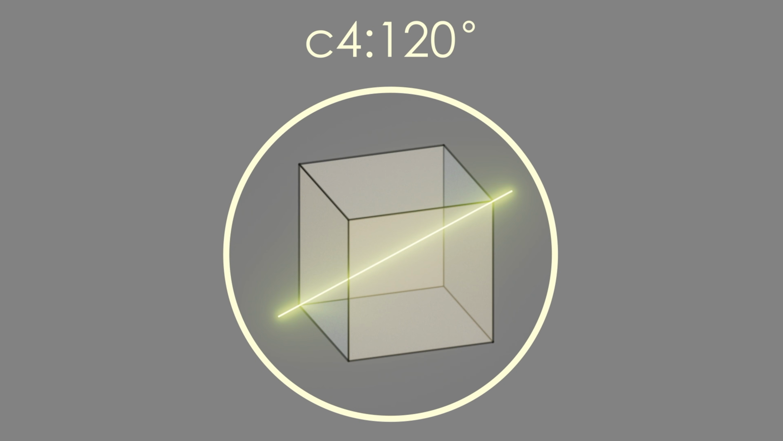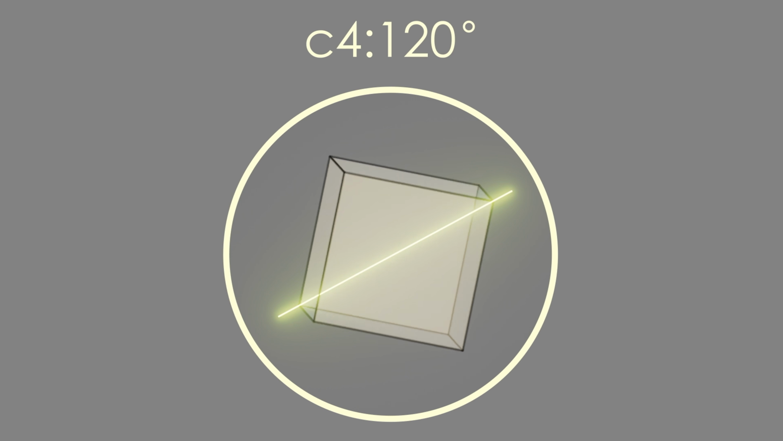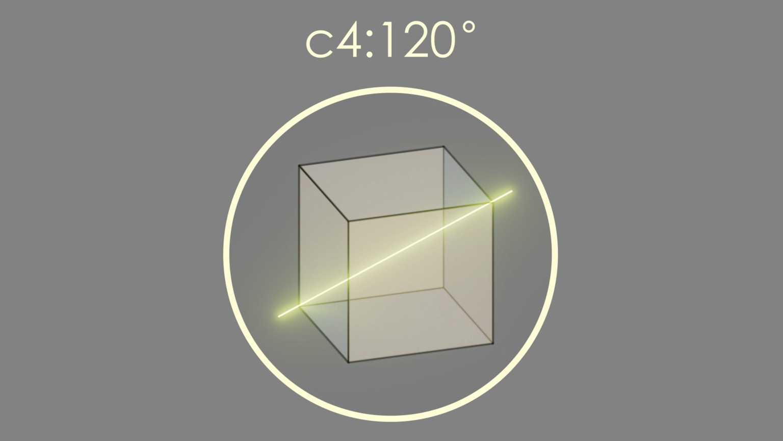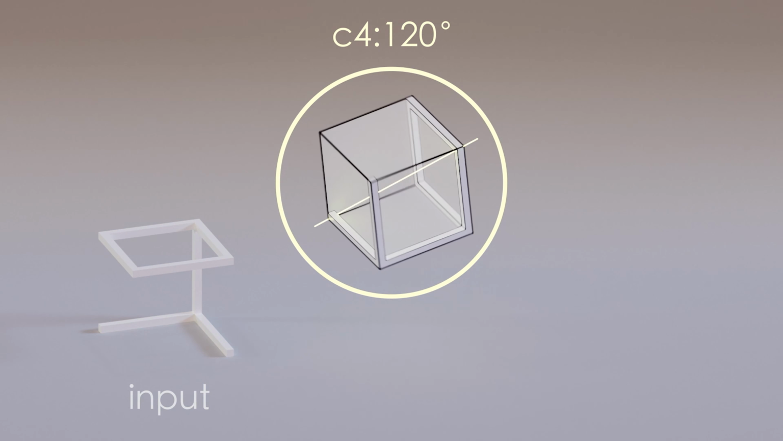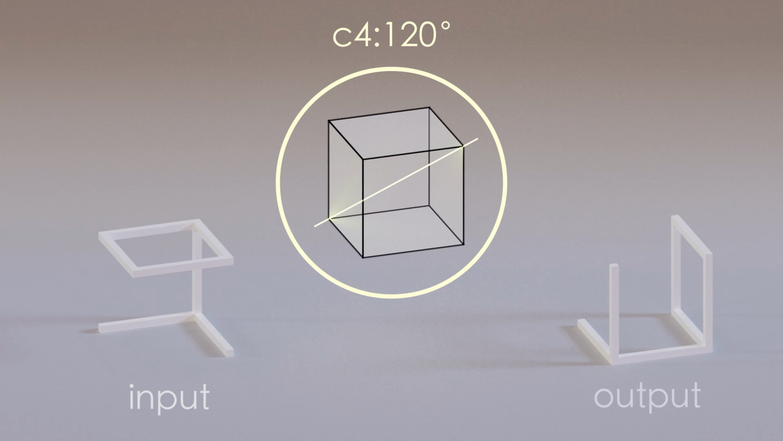Note that what we've really labeled are actions. A label like 120-degree rotation around C4 refers to a transformation that can be applied to any given cube. If we grab a random incomplete open cube, we can supply it as input to the transformation and get a generally different incomplete open cube as output.